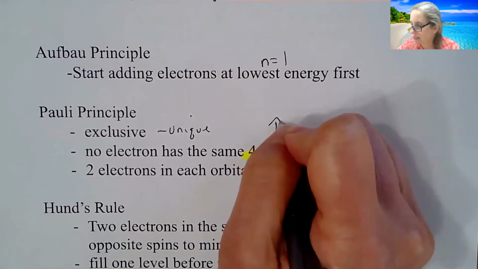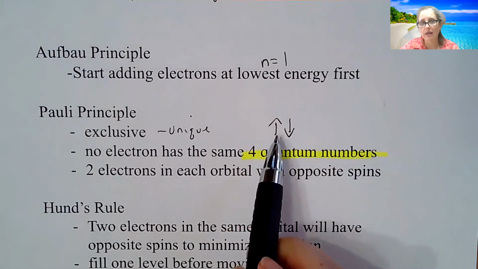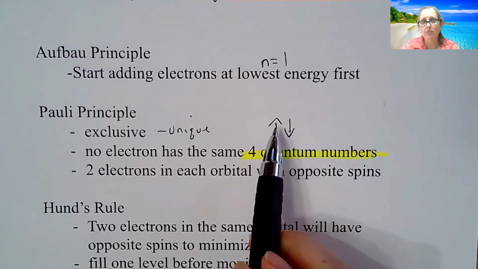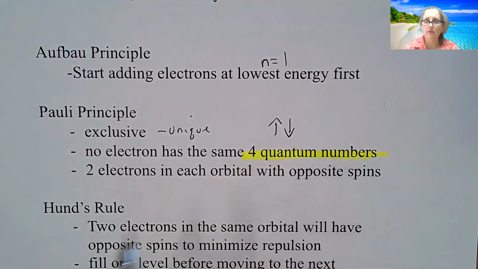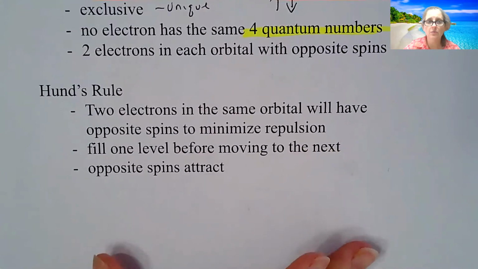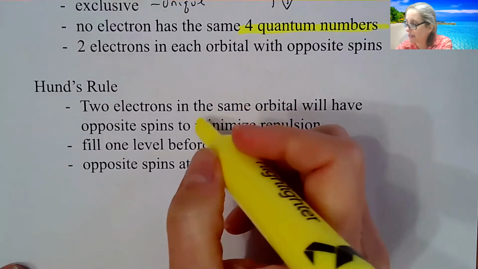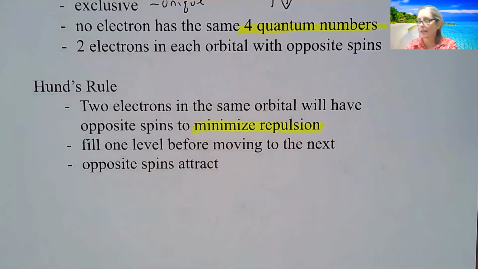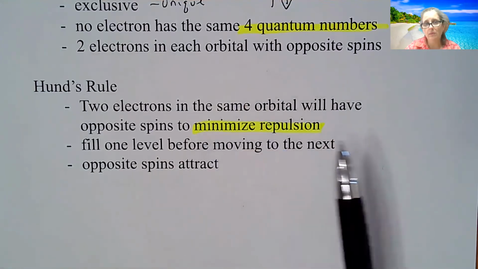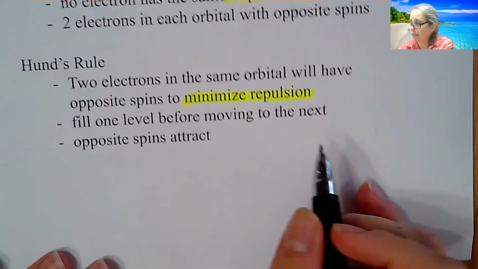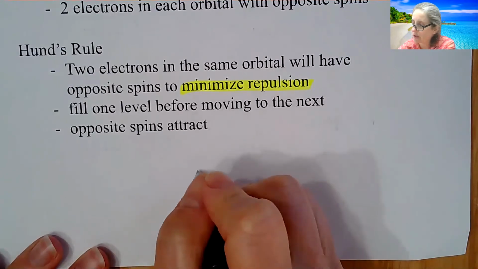And Pauli principle also includes the fact that each electron in the orbital must have what we call opposite spin. So what you're going to see some diagrams do for electrons, again, is arrows. You will see that they're pointing up and pointing down to show that they're spinning what we call clockwise and counterclockwise is a way to kind of imagine it. And finally, Hund's rule, 2 electrons in the same orbital will have opposite spins to minimize repulsion, okay? And that's going to be, again, key for a couple things that we're going to talk about with electrons. And you always fill one level before moving to the next, and these opposite spins actually attract.